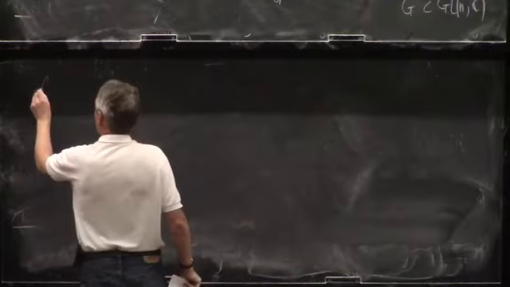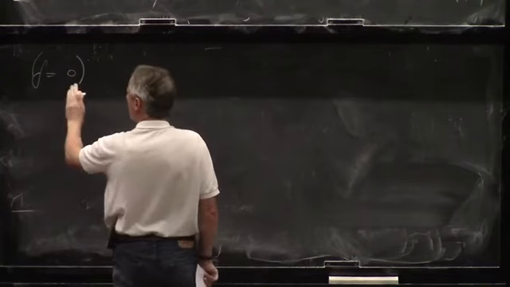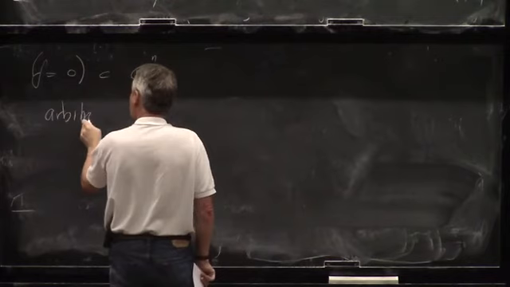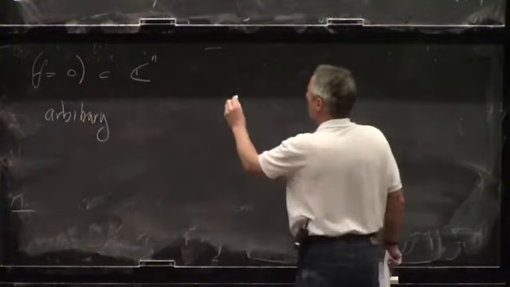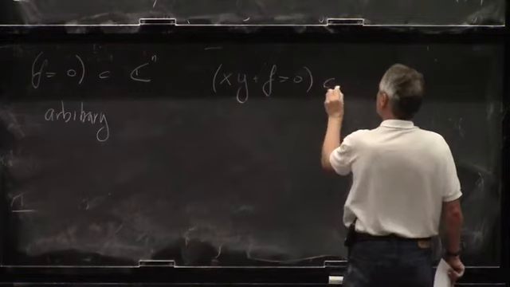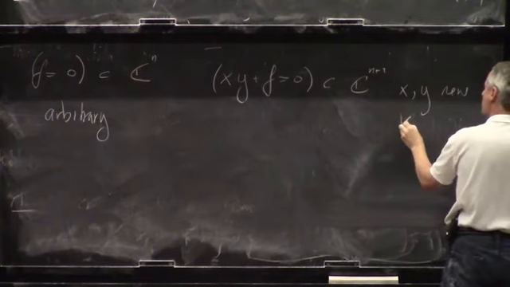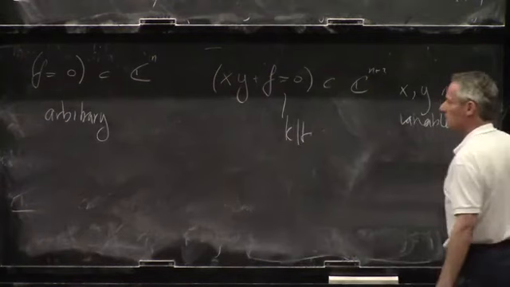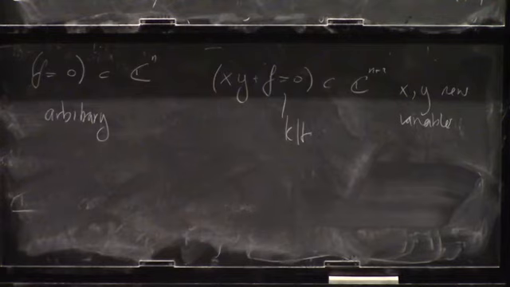So this is an old example of an observation of Kollár. If you take f equals zero inside C^n, completely arbitrary, it doesn't matter how singular, and you modify it just a little bit by saying, look at xy plus f equals zero inside C^(n+2), so x, y are new variables, then in fact this is KLT. So no matter how bad a singularity you start with in dimension n, it reappears in dimension n plus 2.